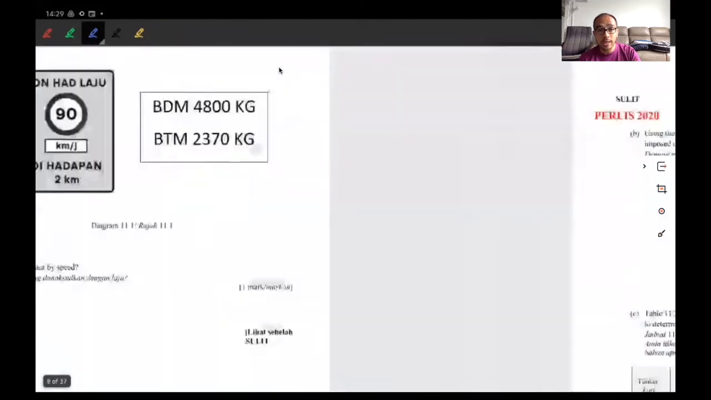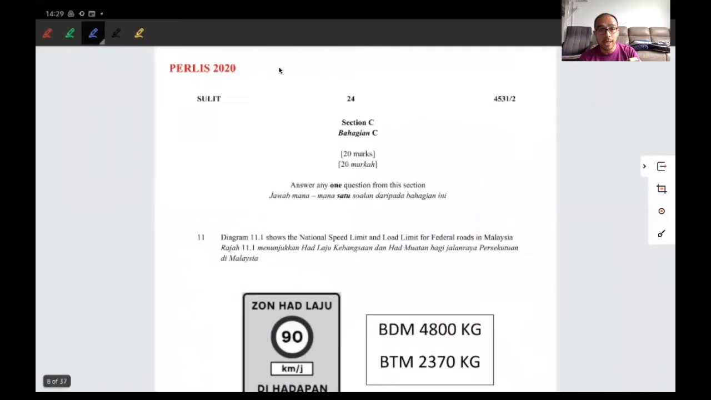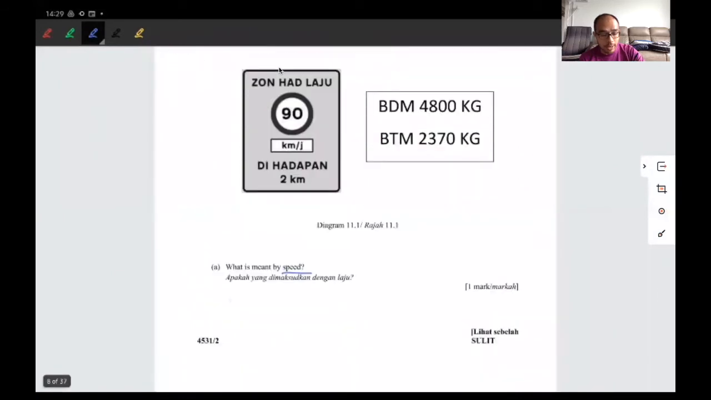This question in Perlis 2020 is asking for speed. So speed is the rate of change, not of displacement, but of distance. Speed and distance are both scalar. Velocity and displacement are both vector quantities. So be very, very careful with this. So if they ask for speed, it is the rate of change of distance.